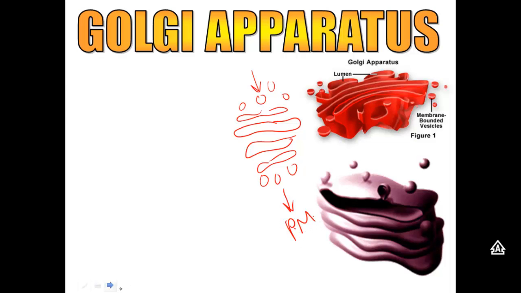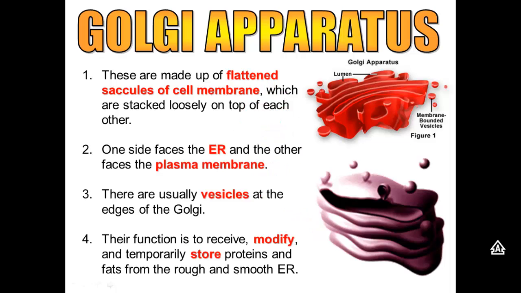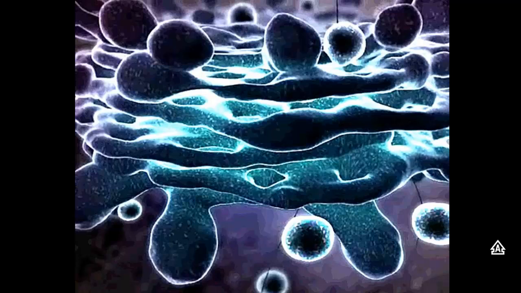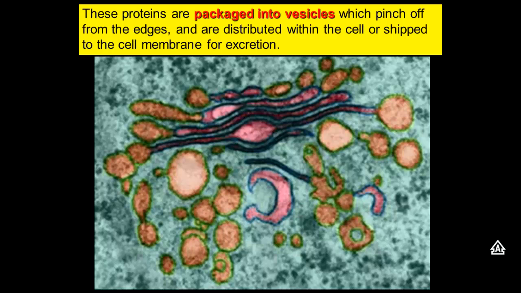So what is the job of the Golgi? The Golgi receives proteins and hormones from the smooth and rough ER, it modifies them, and it stores them until they're ready to be sent outside of the cell. The Golgi body also makes lysosomes. It's a great picture of a Golgi body, and you can see those vesicles here joining the Golgi, and then you can see here the vesicles that are pinching off of the Golgi and heading towards the plasma membrane, showing the Golgi with the vesicles pinching off.